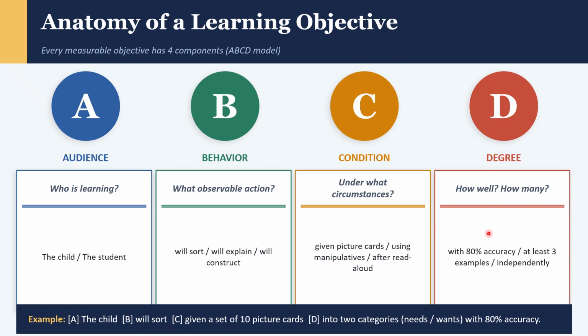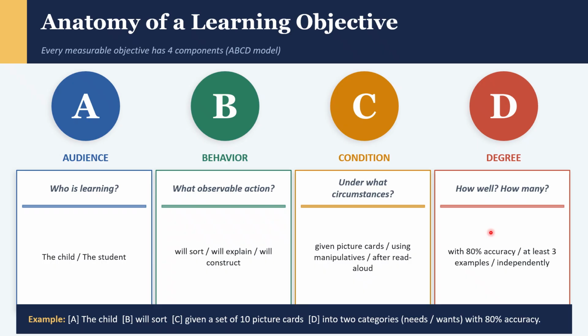And lastly, the degree is going to be how well or how many. Let me tell you what we don't want to do here. We don't want to say 80% of the students are going to sort picture cards into two initial phoneme groups. Because if I'm saying right at the beginning that 80% of students will be able to, then I'm already automatically discounting 20%. I know 20% of my class is not going to do this. So we don't want to think in those terms.